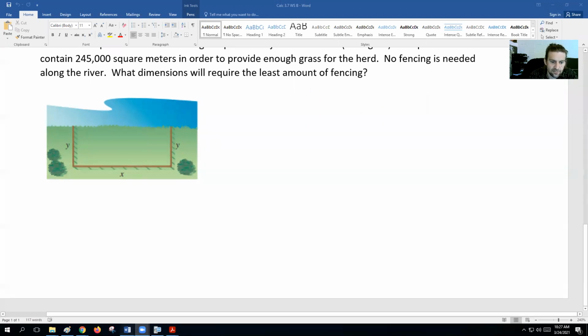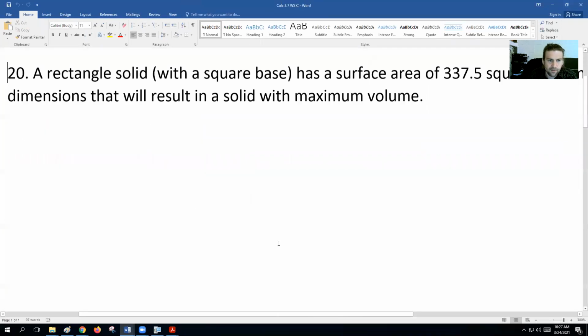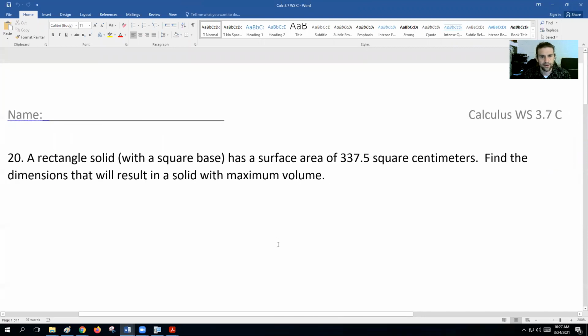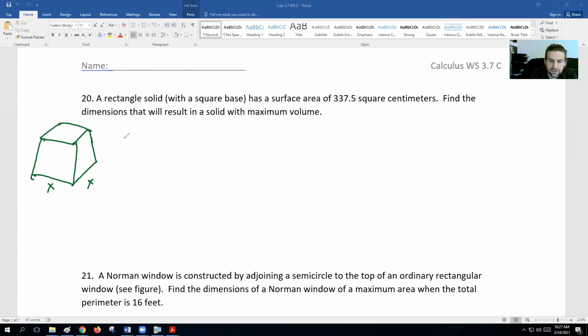All right, now let's look at worksheet C, the third worksheet that we're going to do. All righty, so here we go. This one gets a little bit more complicated because we're dealing with 3D things. A rectangular solid has a square base. Man, I'm so good at drawing rectangles. X by x. And it has a surface area of 337.5. What dimensions will hold the maximum volume?